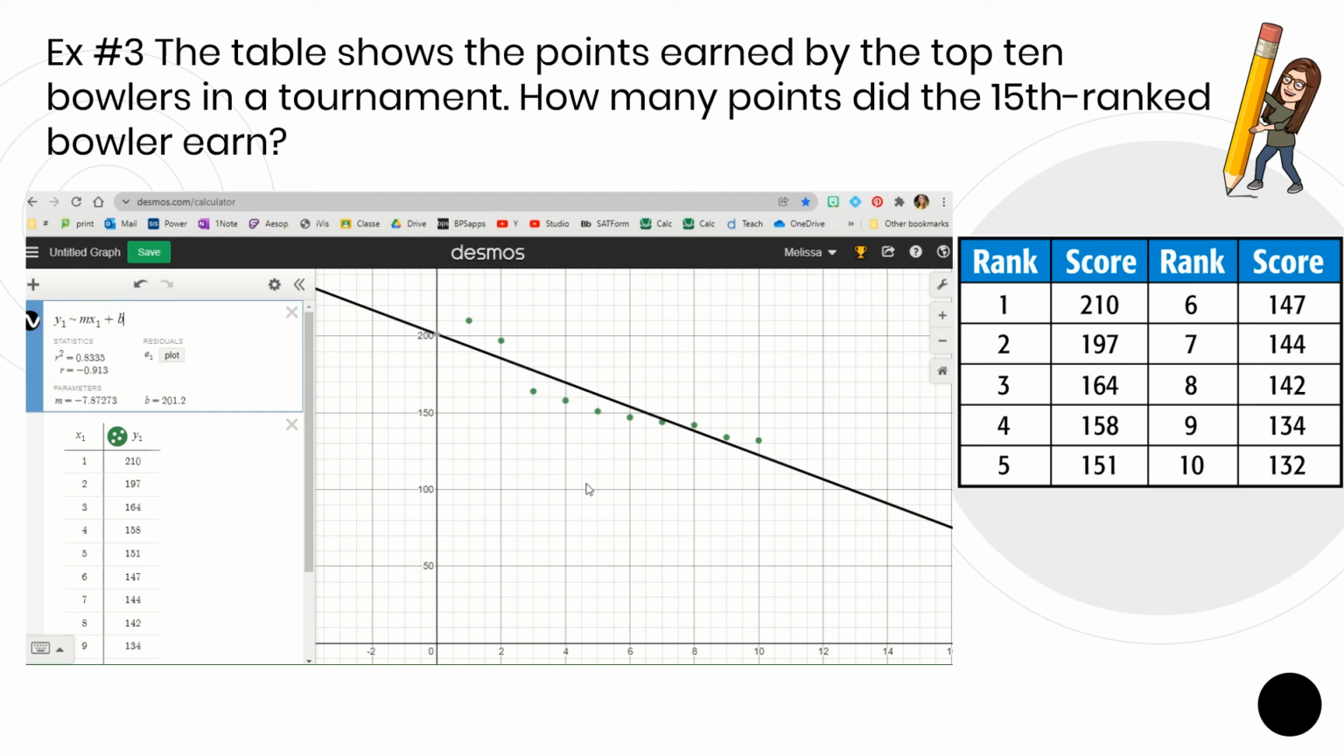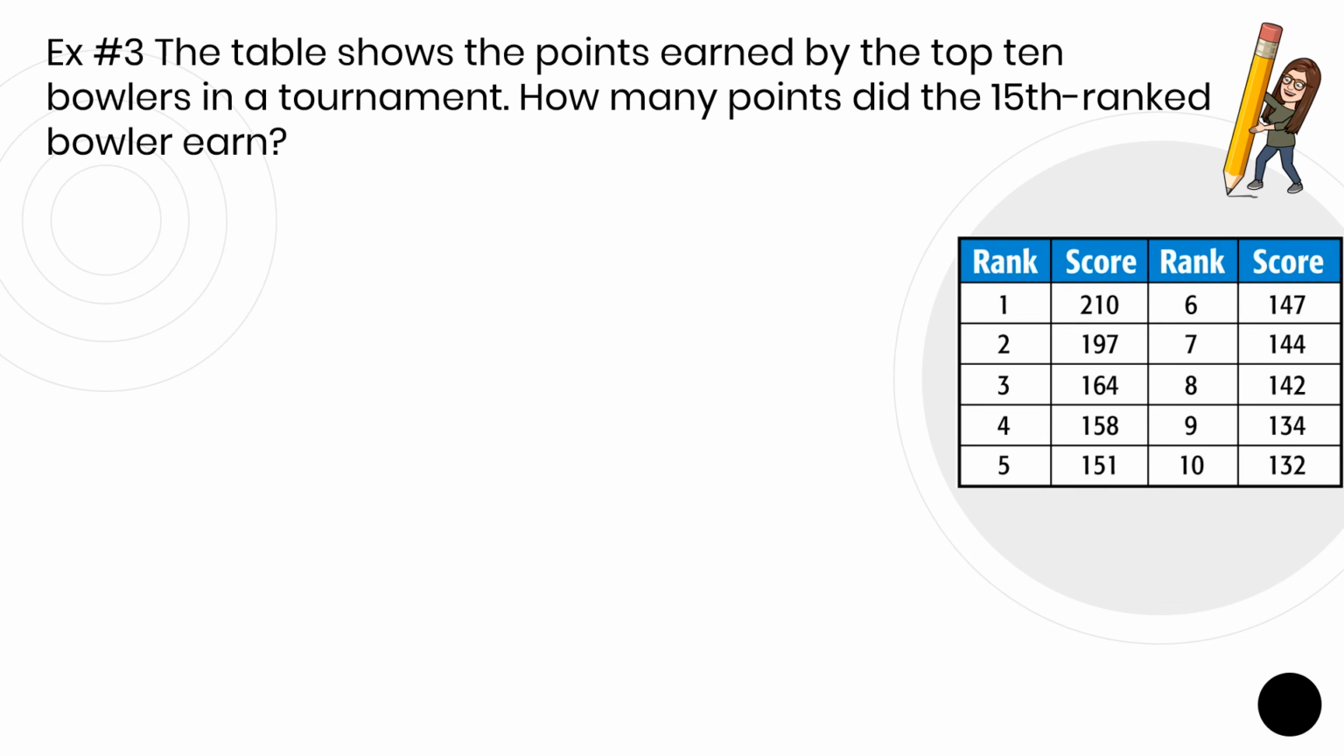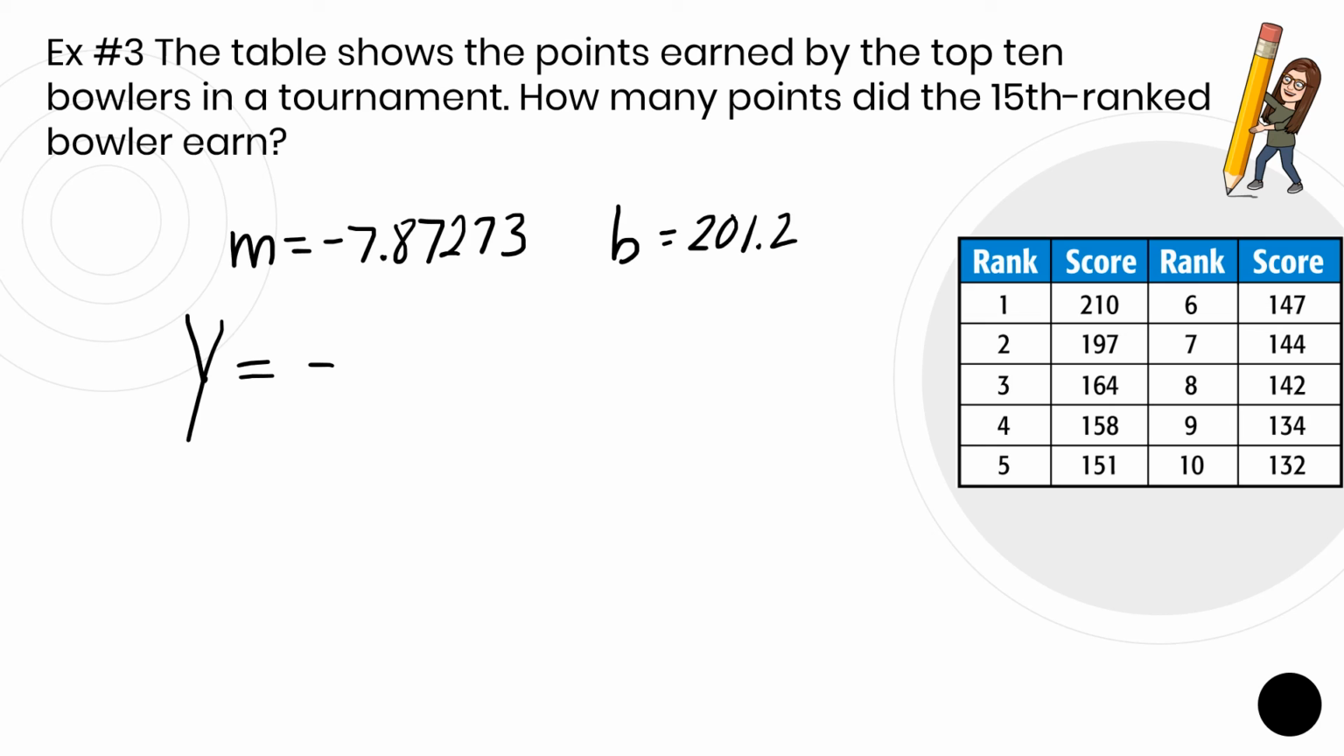So now we're going to take this information and do a little more work with it. From Desmos, we were given an m and a b value. Our m value was about -7.87273, and our b value was about 201.2. That's not too bad. So we want to write our equation. Y equals m. I'm going to use 3 decimals. I need to round this one up. X plus b. We're not done on this one.